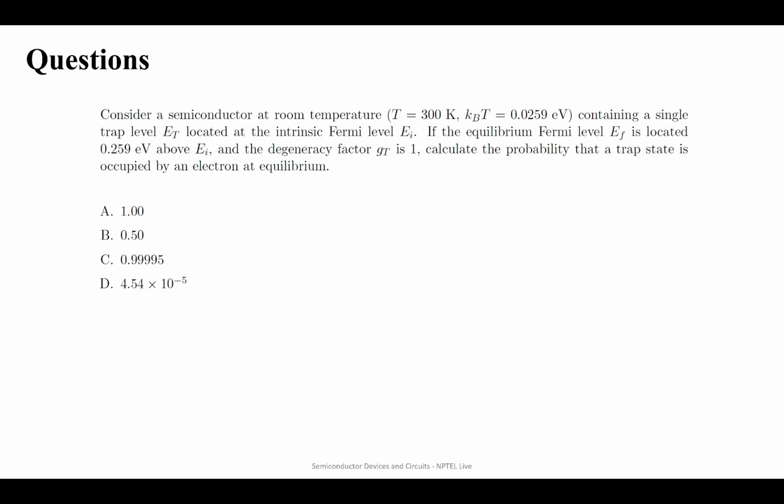Consider a semiconductor at room temperature T equals 300 K, kBT equals 0.0259 eV, containing a single trap level ET located at the intrinsic Fermi level EI. If the equilibrium Fermi level EF is located 0.259 eV above EI and the degeneracy factor GT is 1, calculate the probability of a trap state being occupied by an electron at equilibrium. 1, 0.5, 0.99995, 4.54 times 10 to the power minus 5.